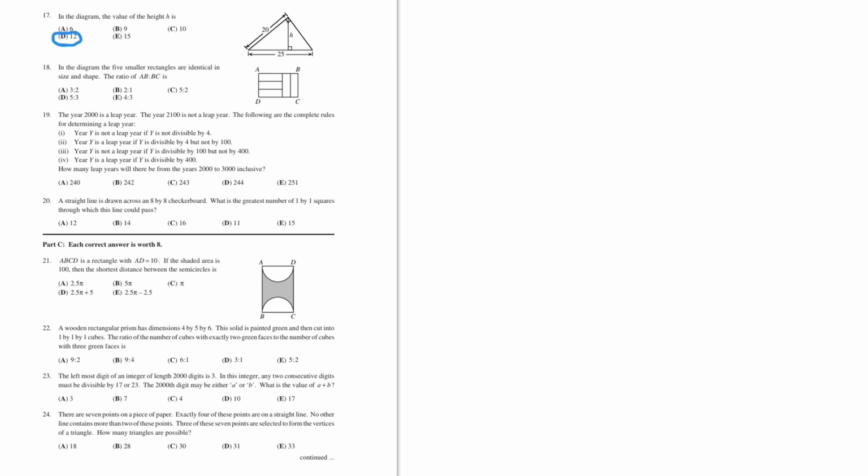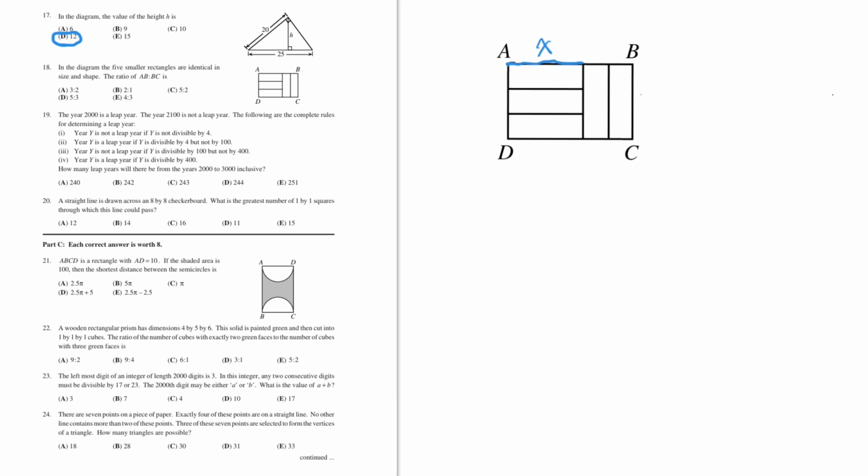Number 18. In the diagram, the 5 smaller rectangles are identical in size and shape. The ratio of AB to BC is? Now, the smaller rectangle length is x and the width is y. Now, AB equals x plus 2y. And also BC is x. So this is the y.